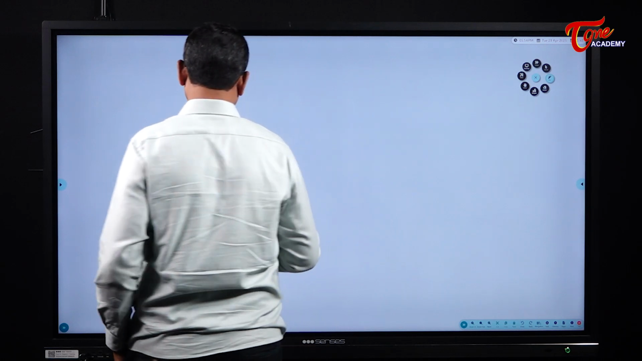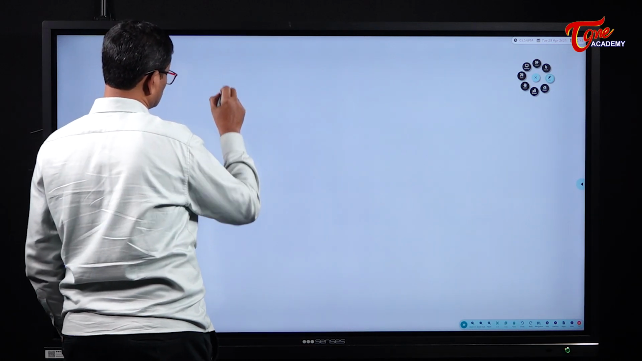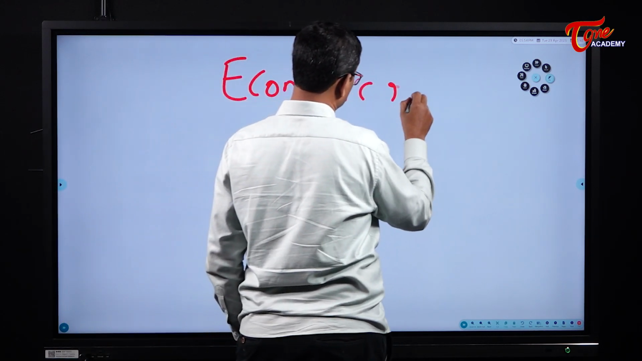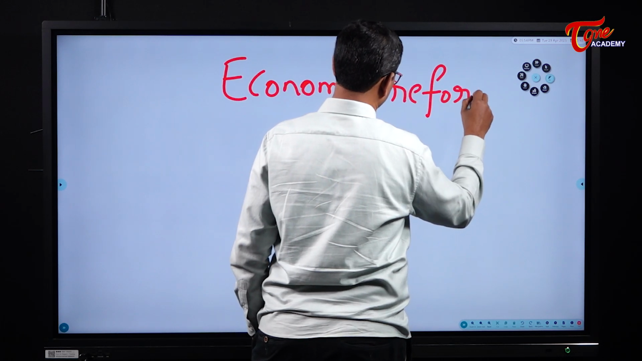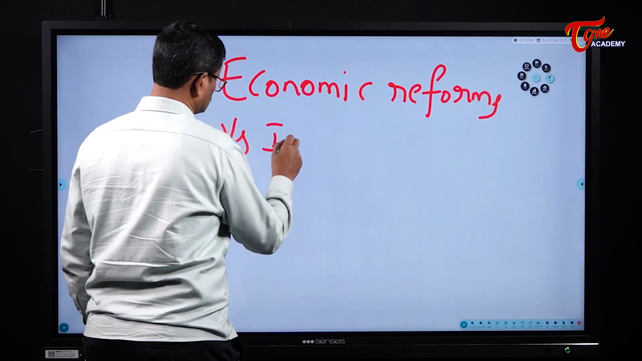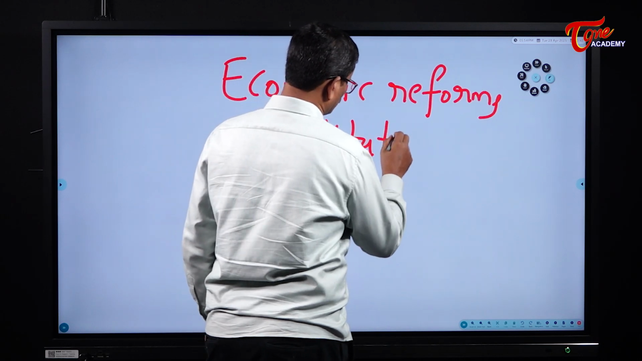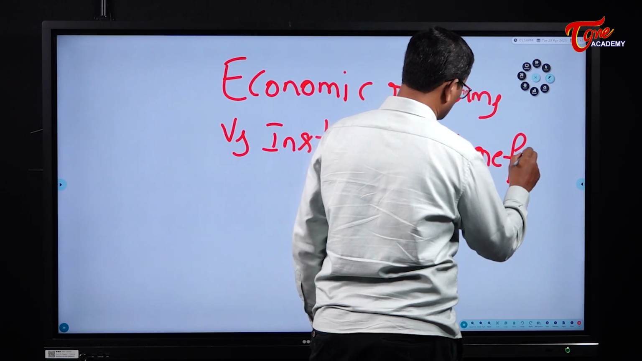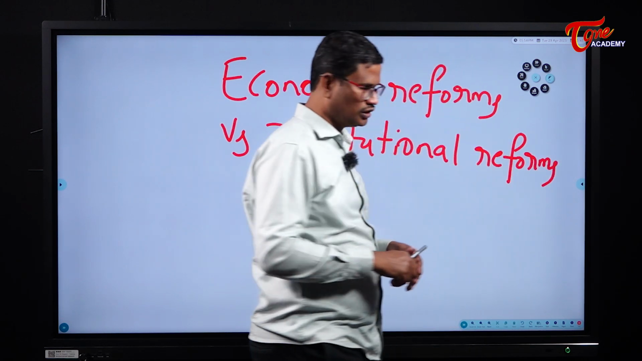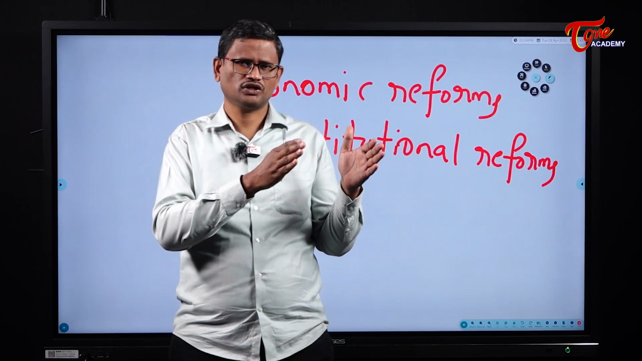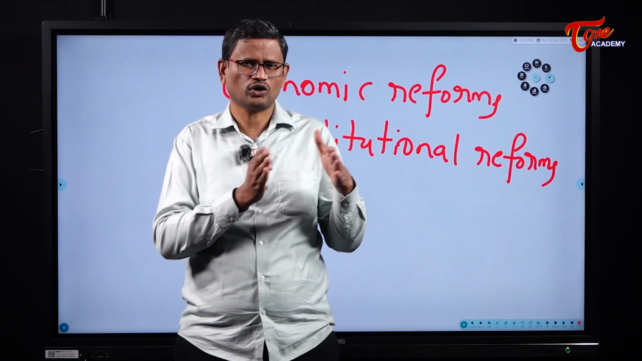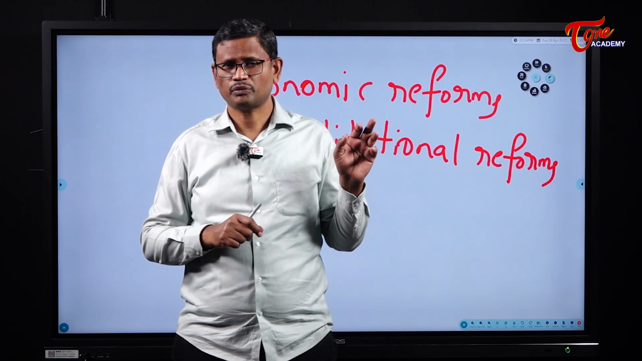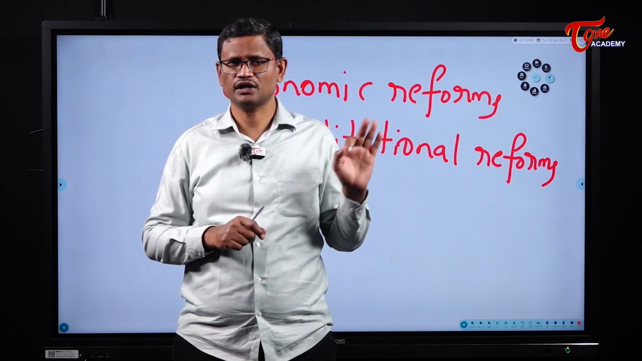Then, Manishankar Iyer has brought in an interesting discussion on economic reforms versus institutional reforms. So, what are economic reforms, what are institutional reforms, and what is the link between economic reforms and institutional reforms? We all know that from 1950 to 1990, we have come up with a model of development called a socialist model of development. So, giving lot of importance to the public sector occupying the commanding heights.